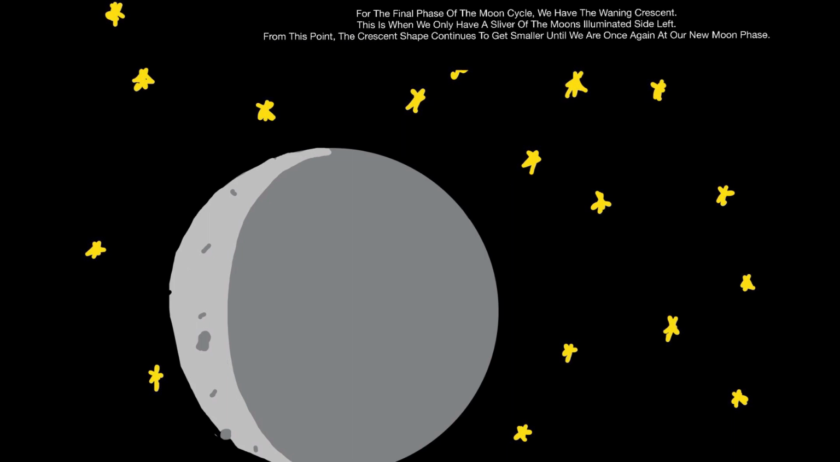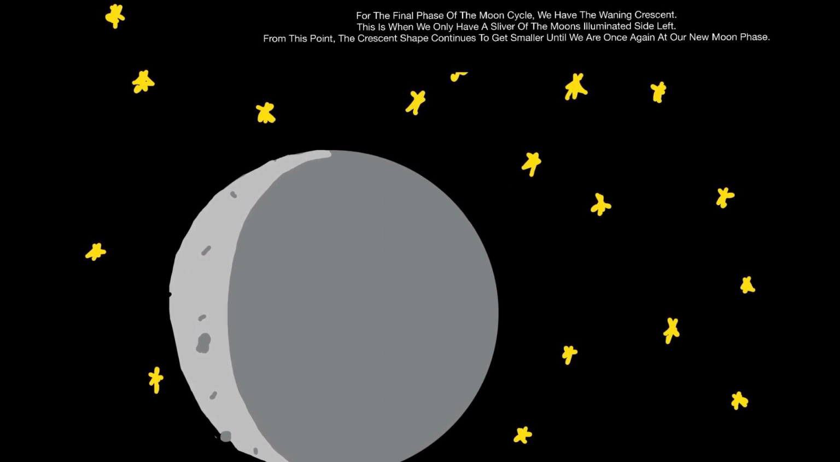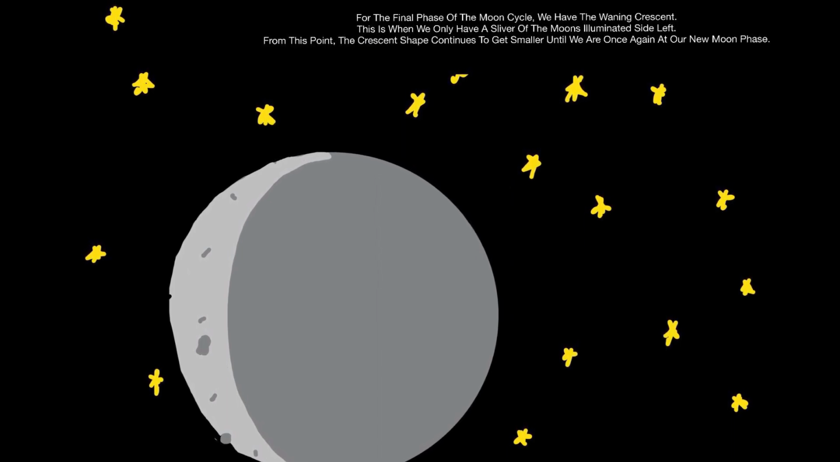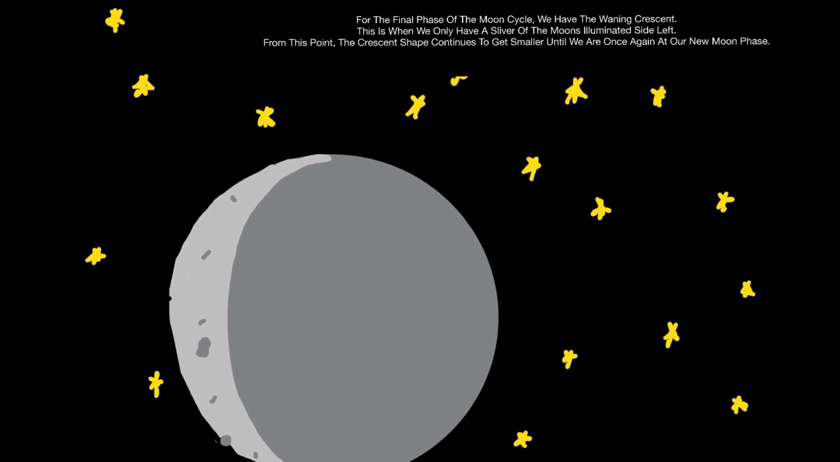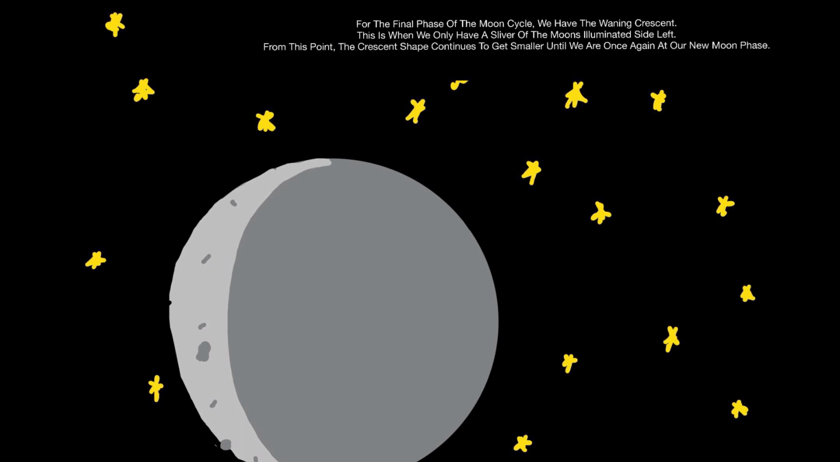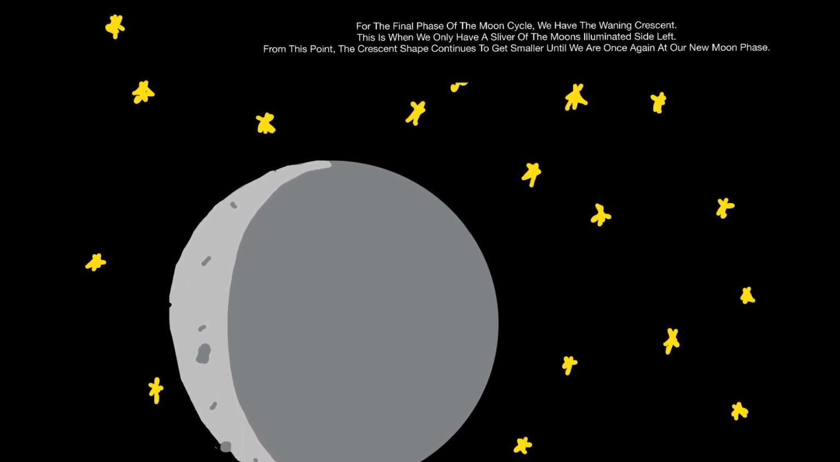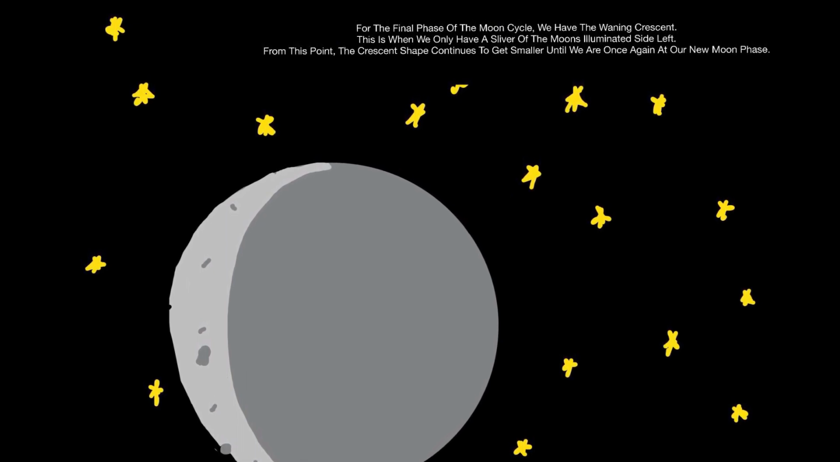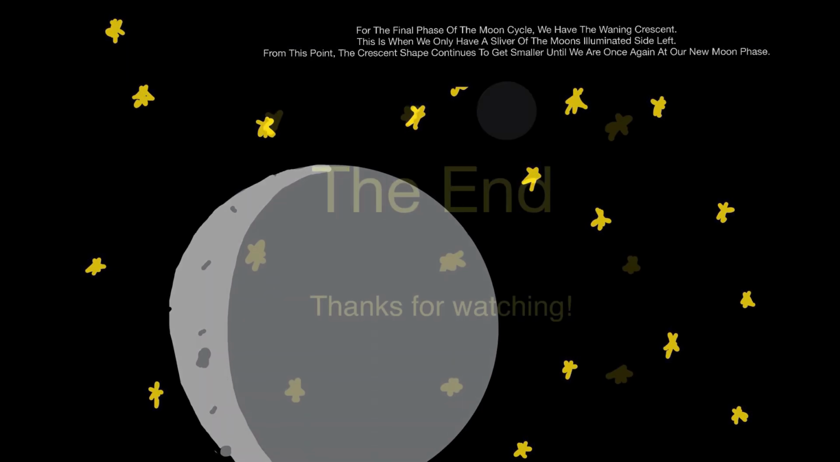For the final phase of the moon cycle, we have the waning crescent. This is when we only have a sliver of the moon's illuminated side left. From this point, the crescent shape continues to get smaller until we are once again at our new moon phase. The end.